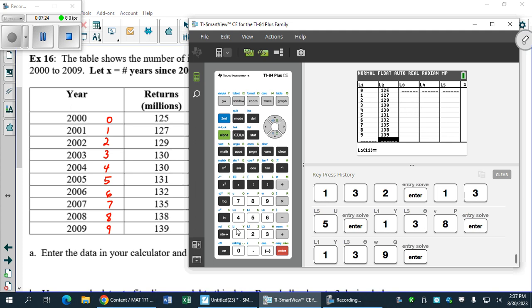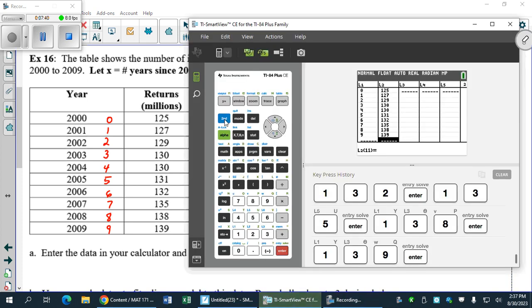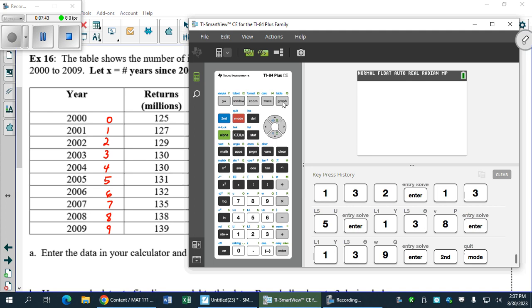Okay. Again, I'm going to peruse and make sure that I have entered this correctly. Pause the video if you need to. All right, so I'm going to keep going from here. Part A says to enter it in your calculator and graph it. So we've entered it into our calculator. So I'm going to hit second mode. I'm going to hit graph.